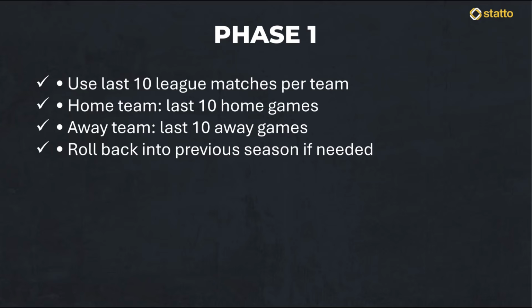If the current season is just starting, we simply roll back into the previous season to complete our 10-match set. This ensures our model stays stable and current. As each new match is played, the oldest one drops out and the newest one enters, keeping the data alive.